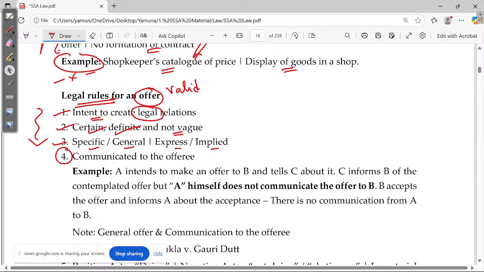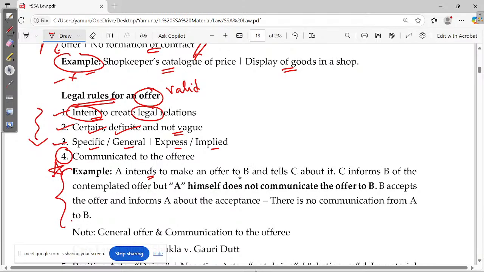And the fourth one, very, very important: it should be communicated to the offeree. Let me go for the example. A intends... usually students will not use words like these, but we need to have this word, intends. So if you are about to give an example of your own, please include the word intends, which means there is a clear intention of creating a legal relationship to fulfill the promise.